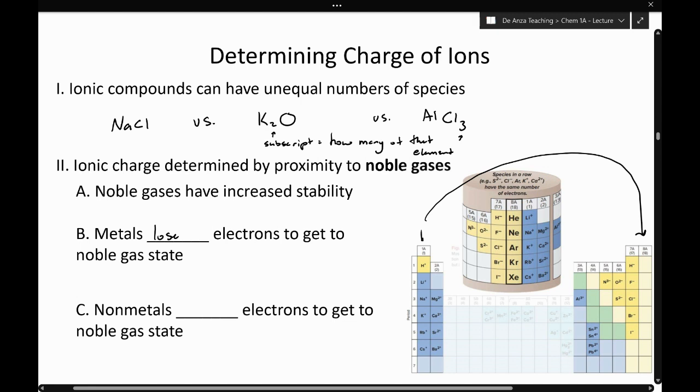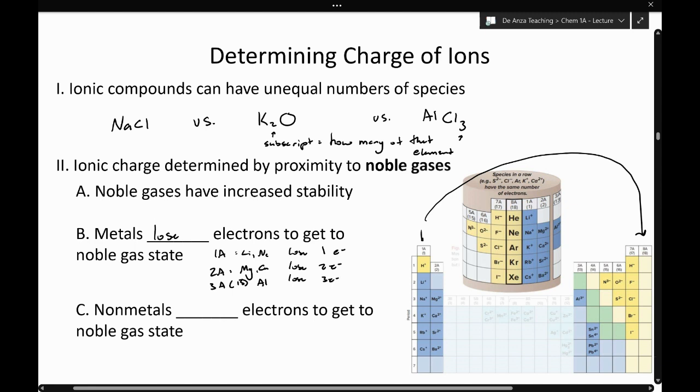And so if we look at those metals, they're in column 1A, so things like lithium, sodium, what they're going to do is they're going to lose 1 electron. Those metals that are in column 2A, so things like magnesium and calcium, what they're going to do is they're going to lose 2 electrons. And then things like aluminum, which is in column 3A, or that's also known as column 13. So column 13, aluminum is going to lose 3 electrons.